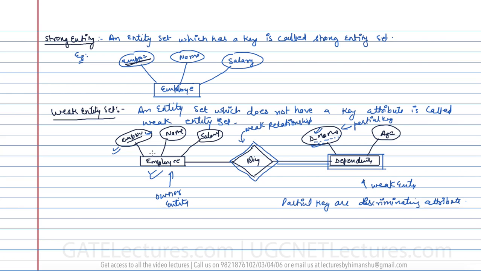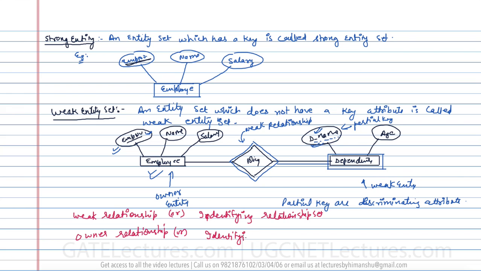And this weak entity set can be identified by the identifying relationship set. And this owner entity set is also called the identifying owner, right? So there are different names in some books, they can use different terminologies. When we say weak relationship, it is also called identifying relationship or identifying relationship set. And when I'm saying owner entity, it is also called identifying owner.